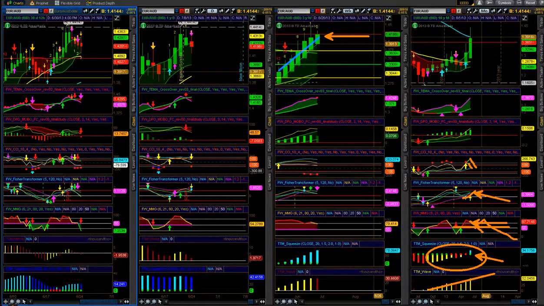Heikin-Ashi candles all positive, pushing higher. You're positive on TTM, very positive here. You're on Zumo, so very difficult to short. You got a Fisher sell signal, but kind of risky when everything is just so strong right now.